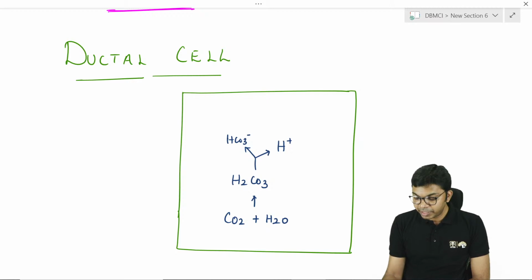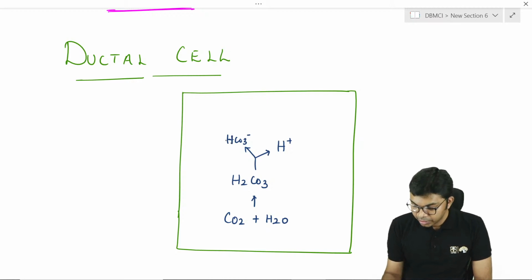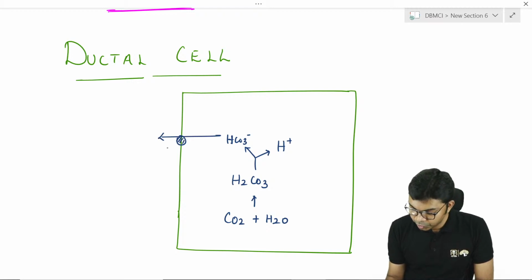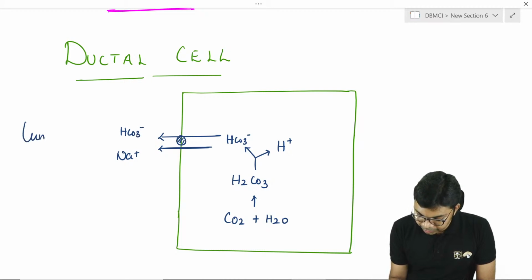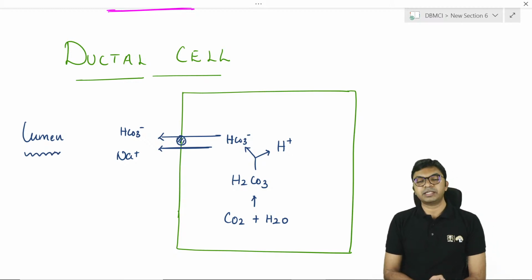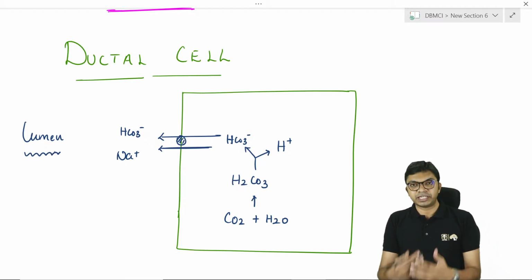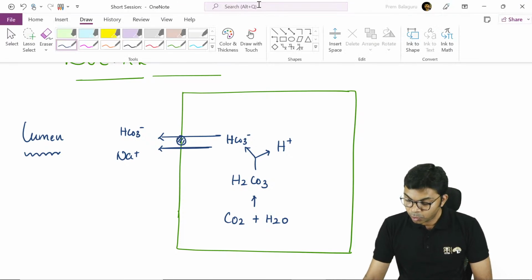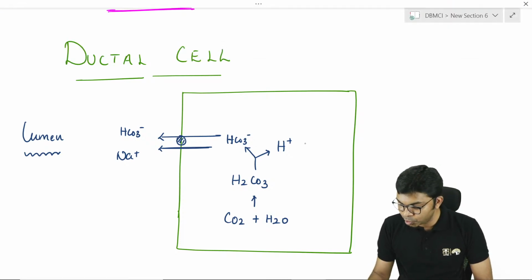The bicarbonate thus formed in the ductal cells is going to be secreted into the ductal lumen. It is going to be secreted along with sodium ion. So there is going to be secretion of sodium and bicarbonate in the lumen of the pancreatic duct, while the hydrogen ion is going to be reabsorbed back into the blood vessels.